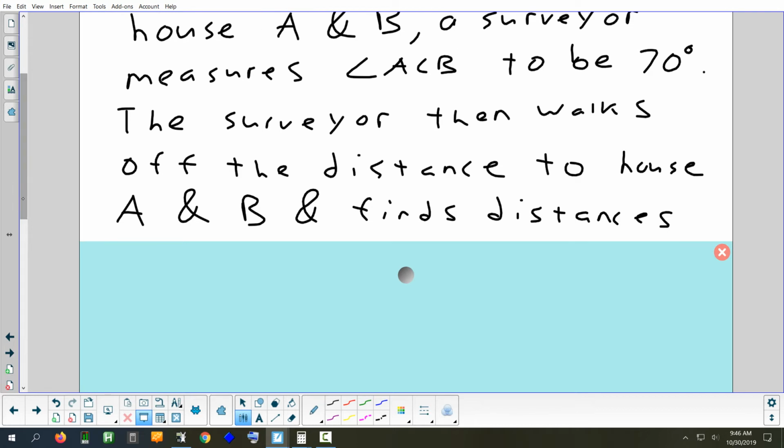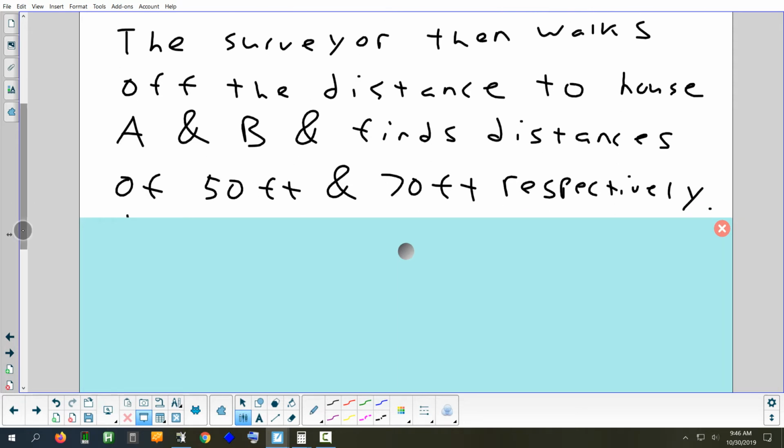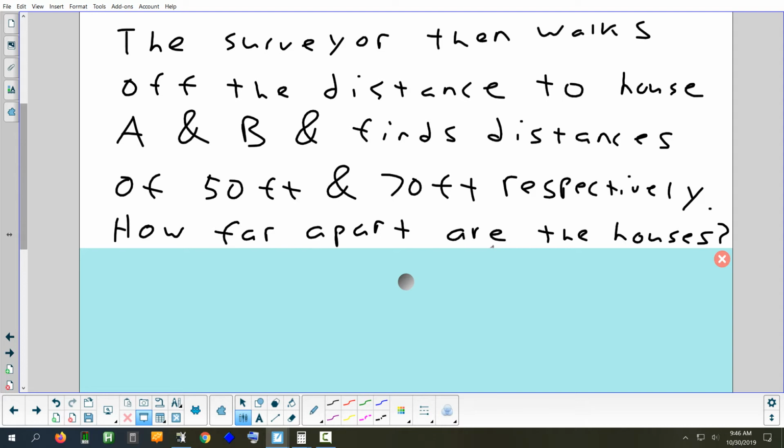So, surveyor measures those two distances, and the distance from where they're standing to the first house is 50 feet, and from where they're standing to the second house is 70 feet. So what we really have now are two sides, right? And we have an angle. Okay, so our goal is going to be to figure out how far apart the two houses are.